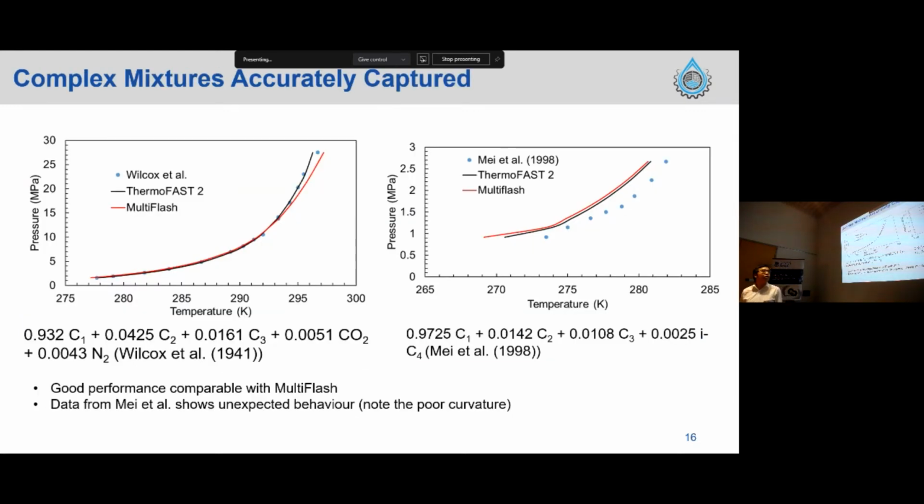So these are some complex mixes or multi-component mixes. And here we can again see that there's good performance comparable with MultiFlash 7. And even in this case on the right, where you see that the experimental data from this paper is not supremely high quality, the pressure temperature curvature doesn't really trend well with what you would expect for a hydrate equilibrium curve. You can see that because ThermoFAST 2 performs relatively the same as MultiFlash CPK in this context, it's performing well without much tuning, and we have a good frame of reference of what's going on here.